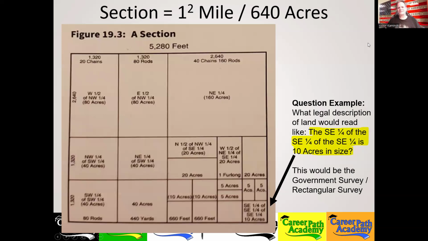Okay. Not that you need to know how to read this, but for the exam, you do need to recognize that when the legal description of land reads like the SE quarter of the SE quarter of the SE quarter is 10 acres in size, know that that is the government or rectangular system.